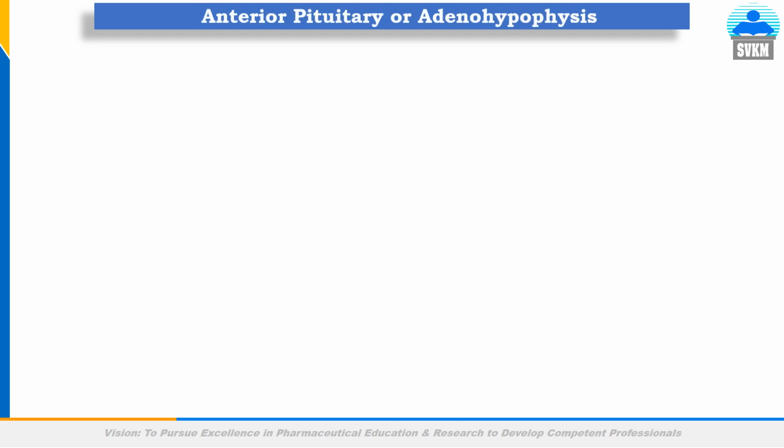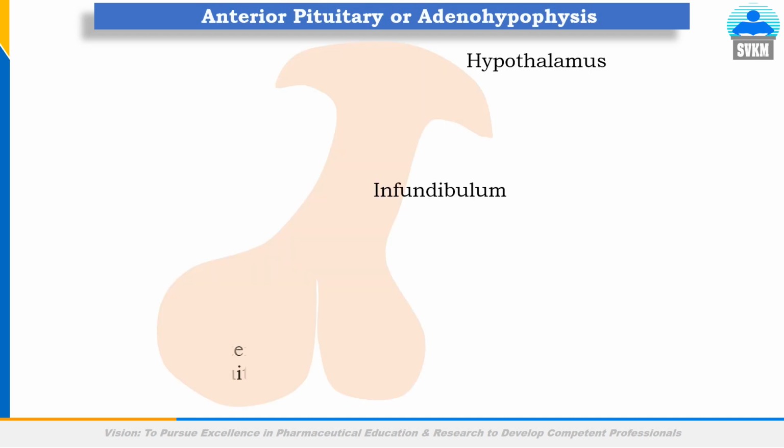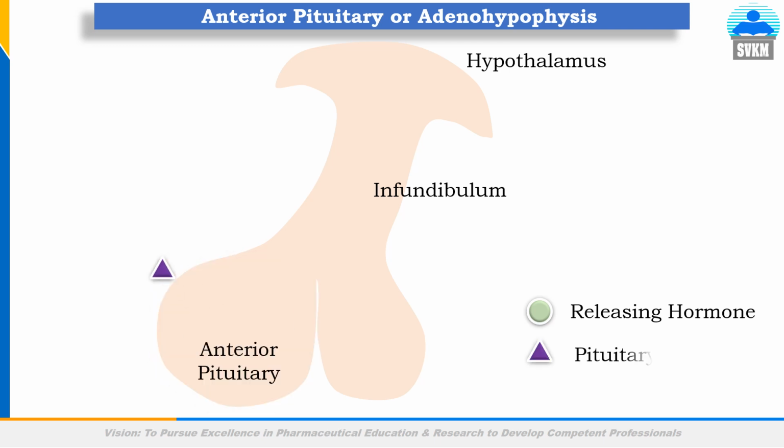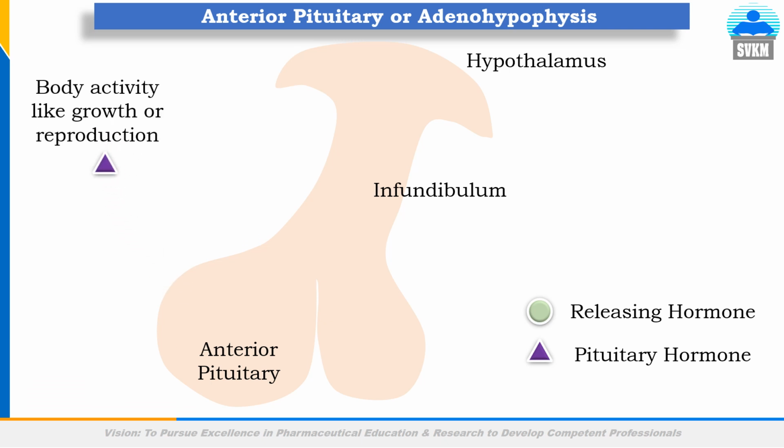Now the anterior pituitary, or the adenohypophysis. This is the hypothalamus, and this is the infundibulum that attaches the anterior pituitary to the hypothalamus. For example, the hypothalamus secretes the releasing hormone that activates the anterior pituitary cells, which causes the release of pituitary hormones into the circulation, and that regulates body activities like growth or reproduction.